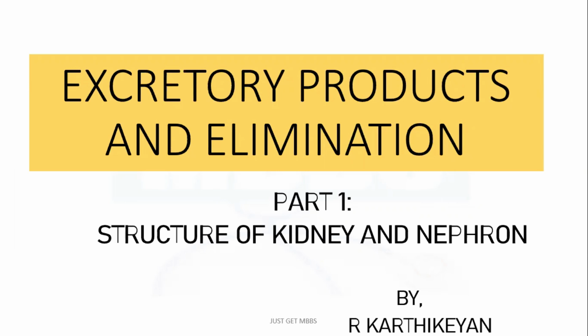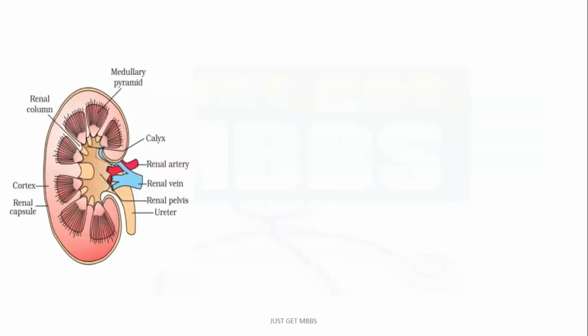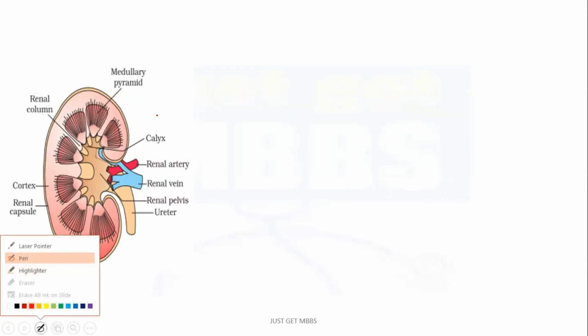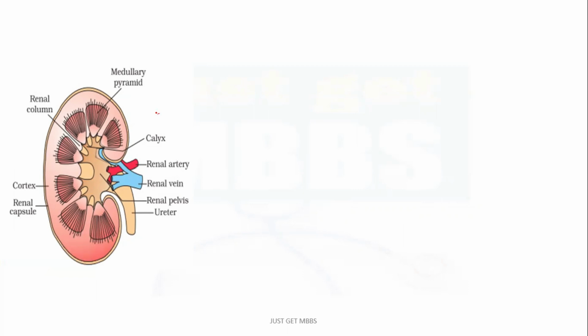In this video, we are going to start off with the excretory products and elimination, and the first thing that we'll be covering is the structure of the kidney and the nephrons. A very important aspect for the NEET exam. Even in NEET 2020, we got one question from the nephron. So, starting off with a small introduction on the structure of the kidney, not that important for an exam, but just to get you oriented to the topic.